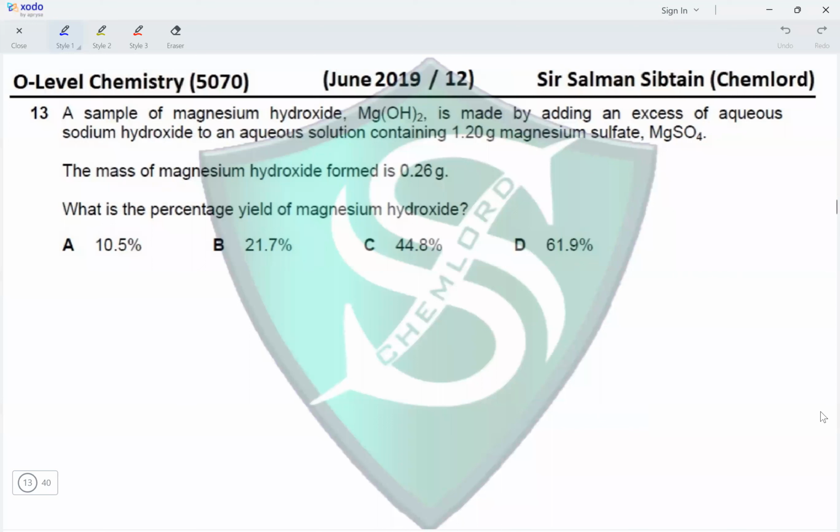Question 13. A sample of magnesium hydroxide is made by adding an excess of aqueous sodium hydroxide to an aqueous solution containing 1.2 grams of magnesium sulfate. The mass of magnesium hydroxide formed is 0.26 grams. What is the percentage yield of magnesium hydroxide? So now we have magnesium sulfate being converted into magnesium hydroxide.